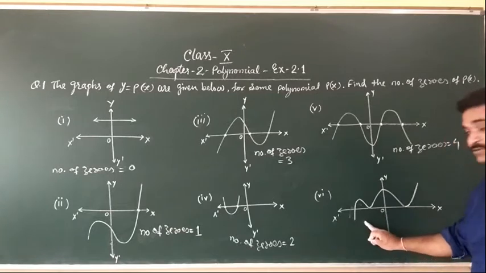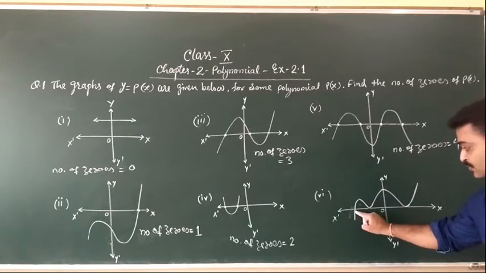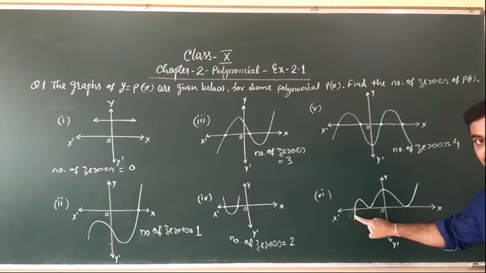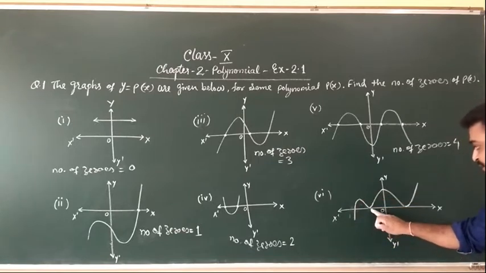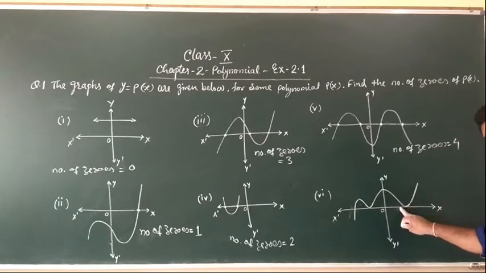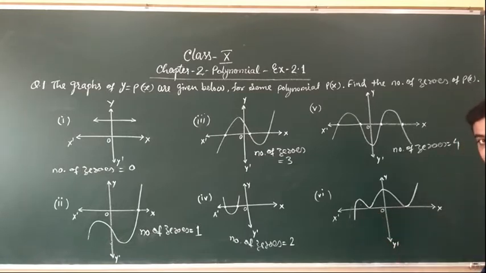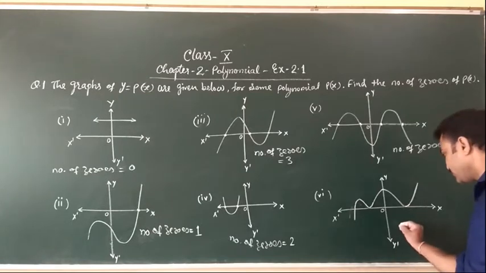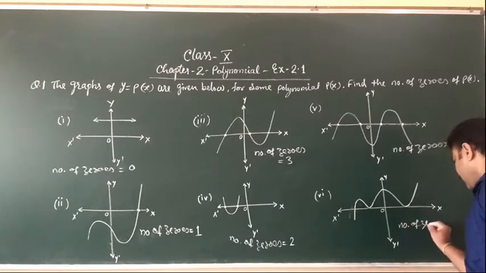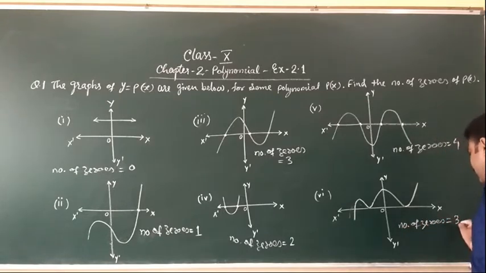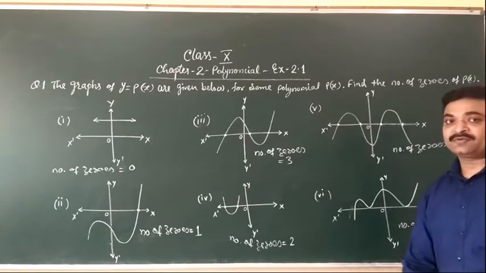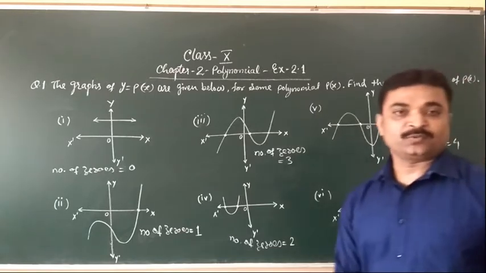And in this case, see, at this point the graph cuts the x-axis, but at these 2 points the graph touches the x-axis. That means 1, 2, 3. At 3 points, the graph touches or intersects or cuts the x-axis. Therefore, number of zeros is equal to 3. Now, before proceeding to the next topic, pause the video to note it down.